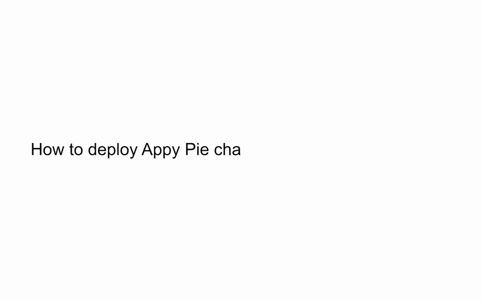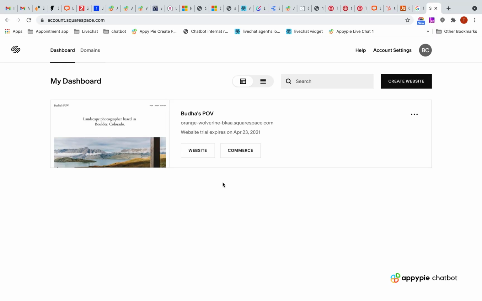Hello guys, in this video tutorial we will tell you how you can deploy Appy Pie Chatbot widget on your Squarespace website. Log into your Squarespace account and choose the website where you would like to deploy the chatbot widget by clicking on the website option here.